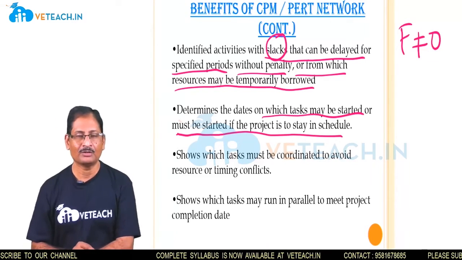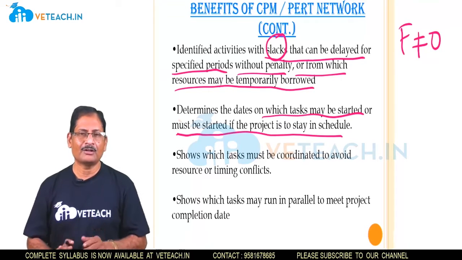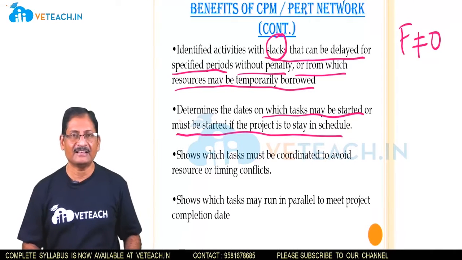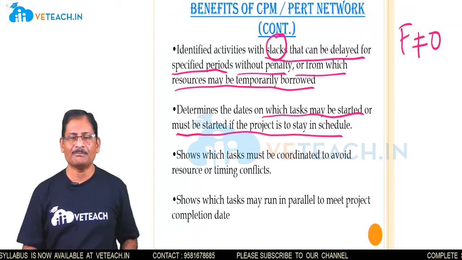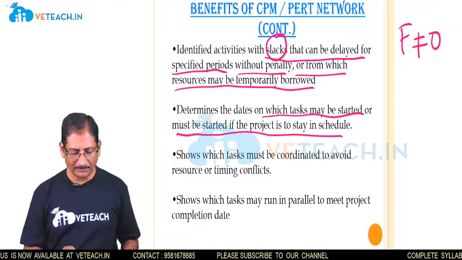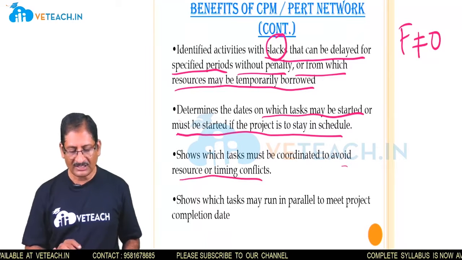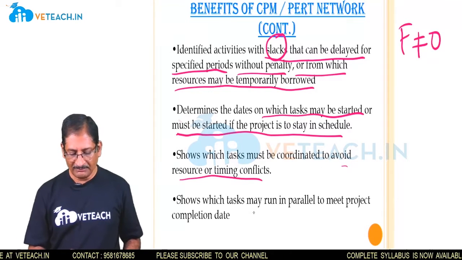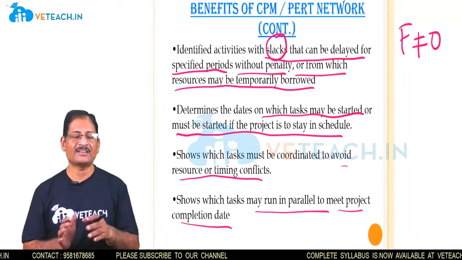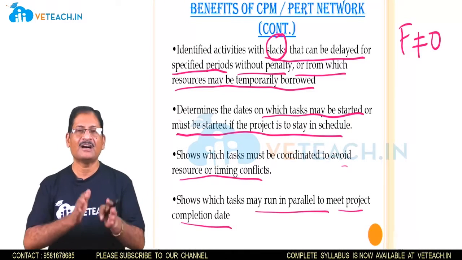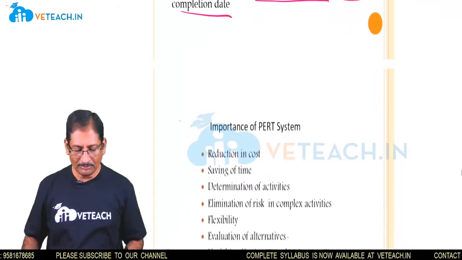So within this time frame, even if the work of a non-critical activity is delayed in completion of a particular predecessor activity, it is not going to have any impact on the final completion of the project. It shows which tasks must be coordinated to avoid resource or timing conflicts, and which tasks may run in parallel to meet the project completion date. That is, which tasks must be in sequence and which in parallel, we understand through these benefits.